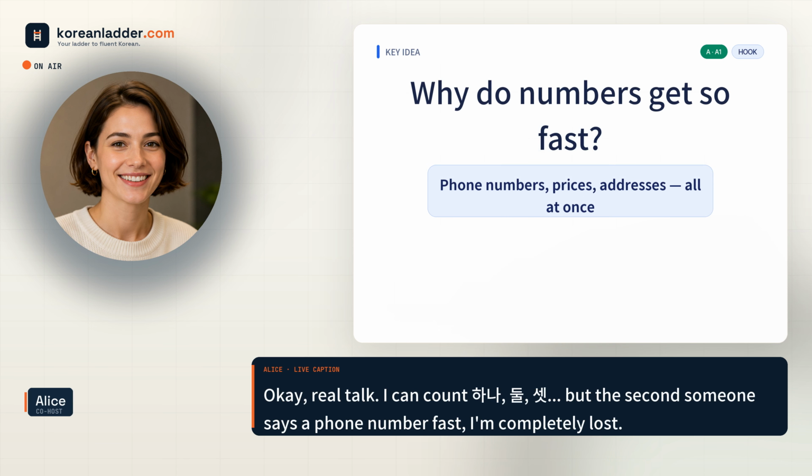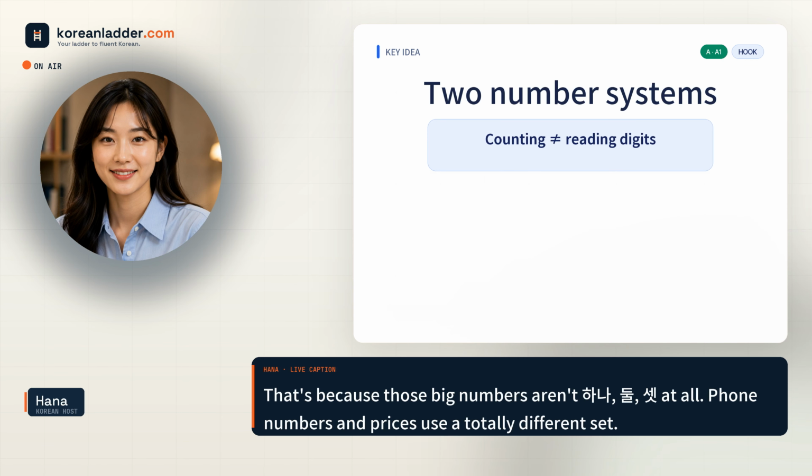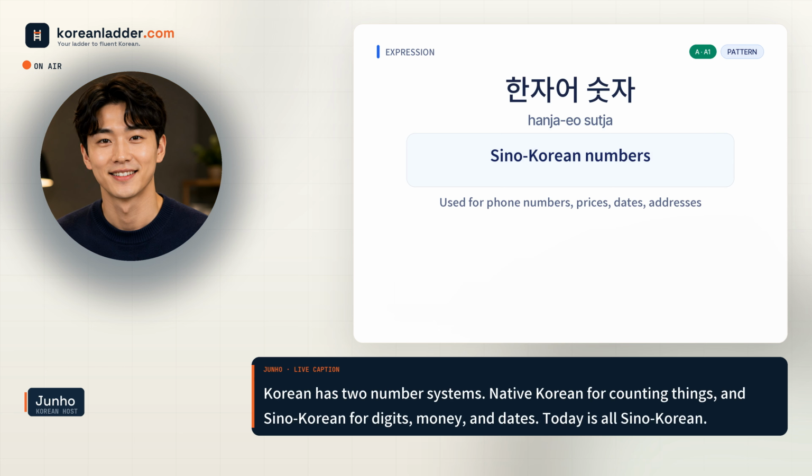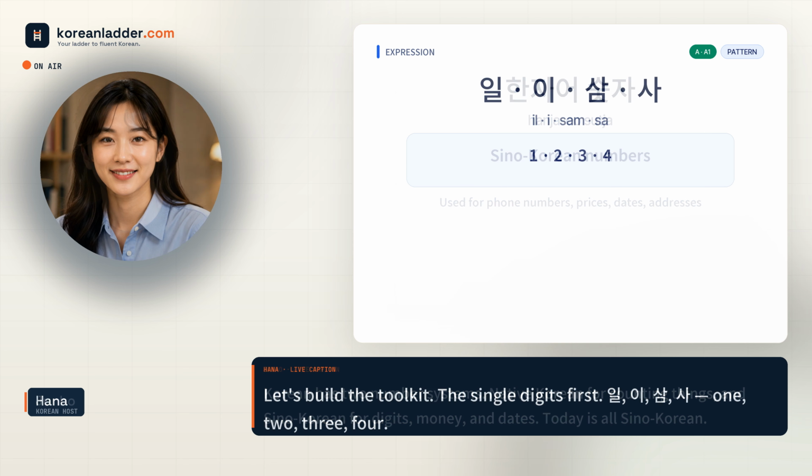Okay, real talk, I can count. 하나, 둘, 셋. But the second someone says a phone number fast, I'm completely lost. That's because those big numbers aren't 하나, 둘, 셋. Phone numbers and prices use a totally different set. Korean has two number systems. Native Korean for counting things and Sino-Korean for digits, money, and dates. Today is all Sino-Korean. Let's build the toolkit.